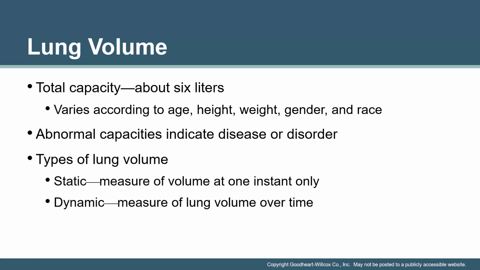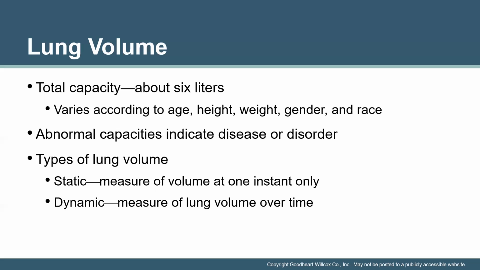Then the person inspires maximally, breathes in as deeply as possible, followed by a maximal expiration into the spirometer again. So we have this normal breath, relaxed, just normal breathing in and out. That's tidal volume. Then when we have a forced, or maximal, inspiration and expiration, this will help identify what's called vital capacity. This is the total amount of air that can be forced during inspiration.